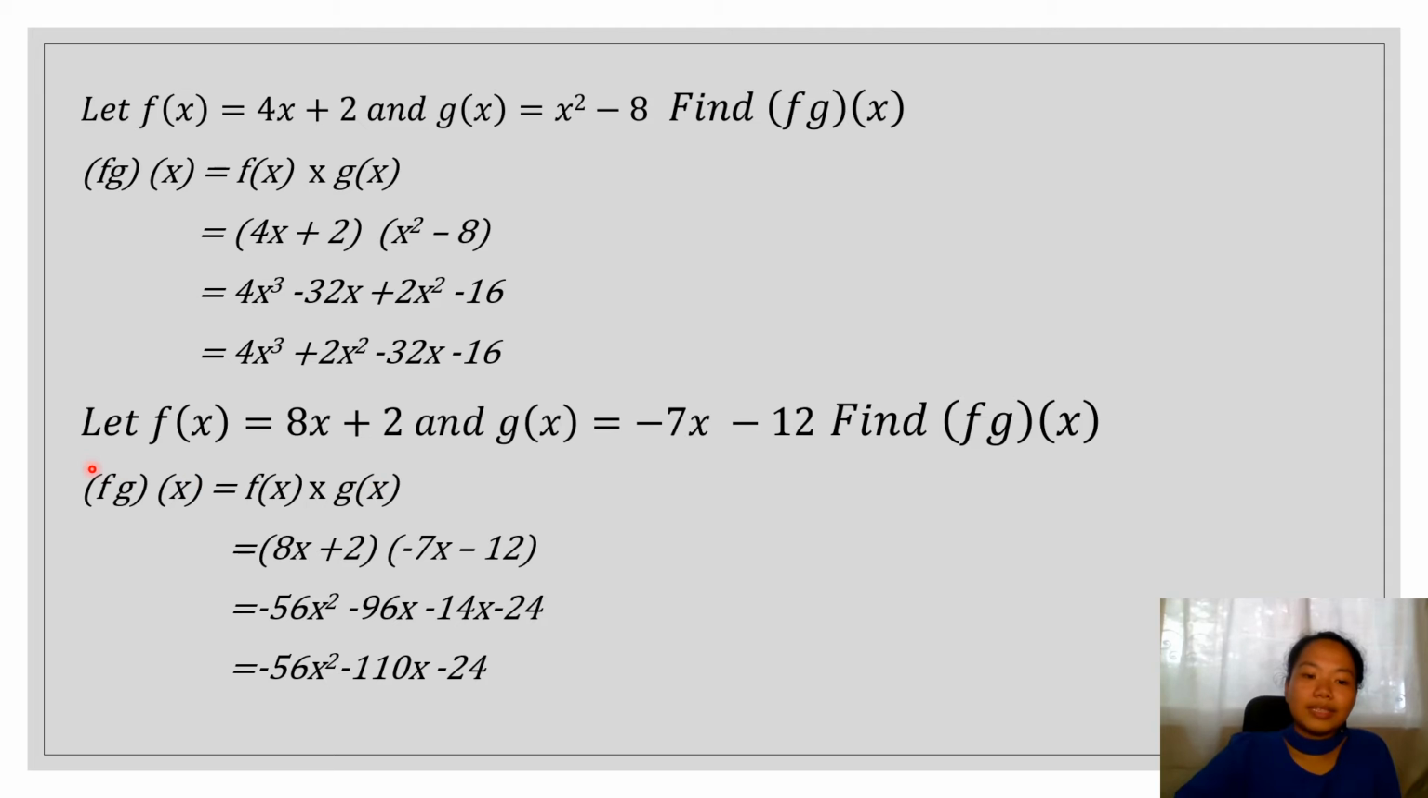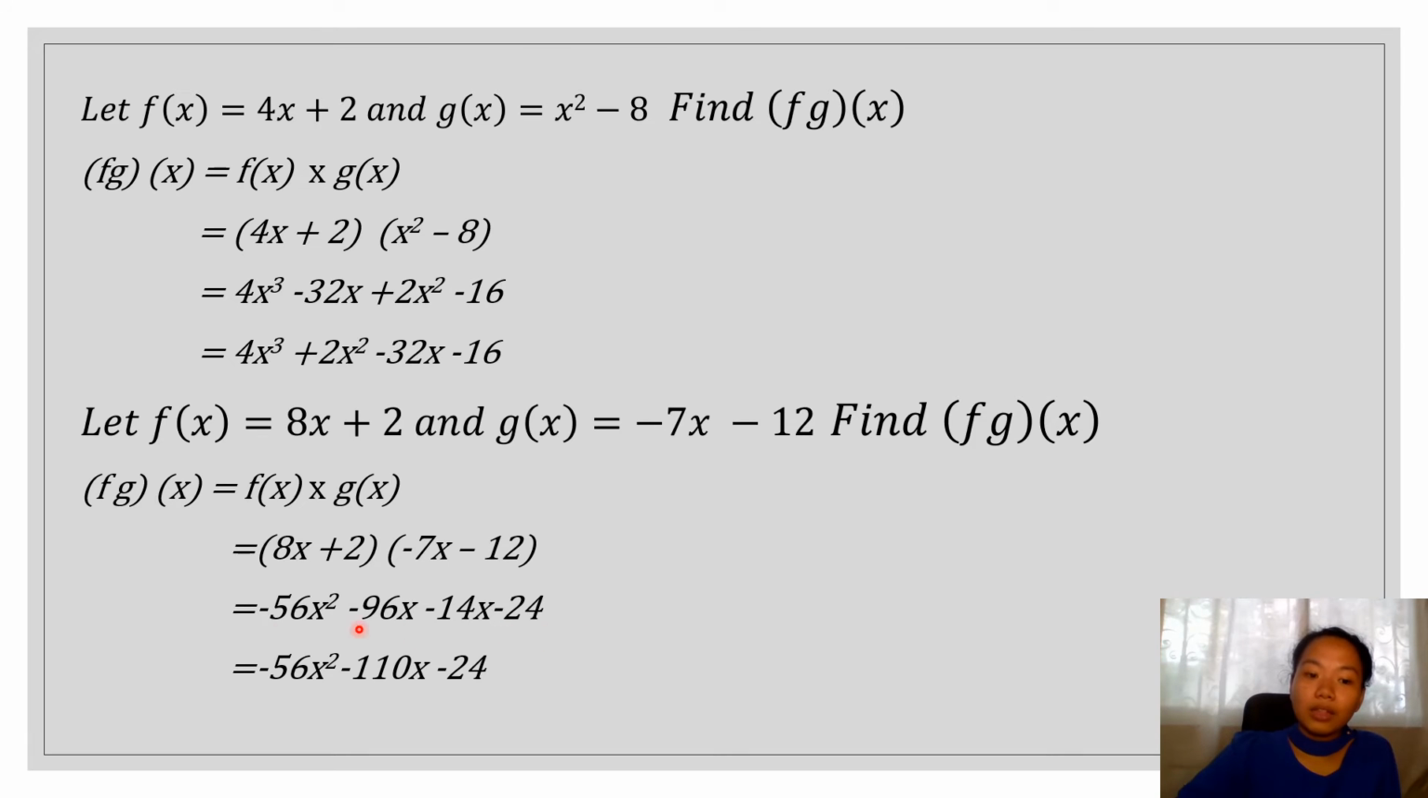Second example is, let f of x equal 8x plus 2 and g of x equal negative 7x minus 12. Find quantity f g of x. So quantity f g of x equals f of x times g of x. We put the f of x here and the g of x here, and after that we distribute it one by one. So the answer is negative 56x squared minus 96x minus 14x minus 24.